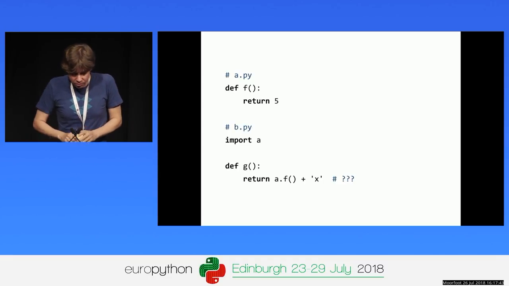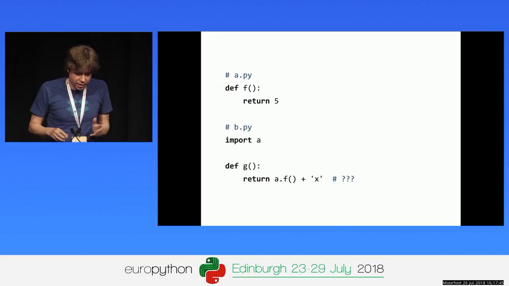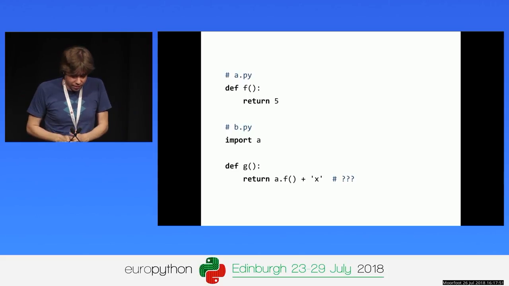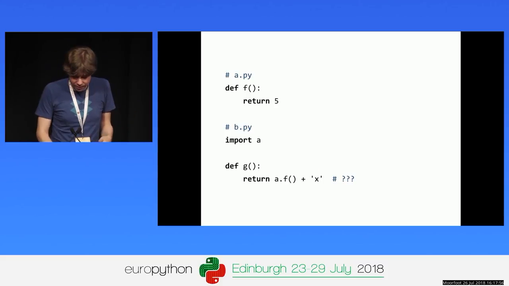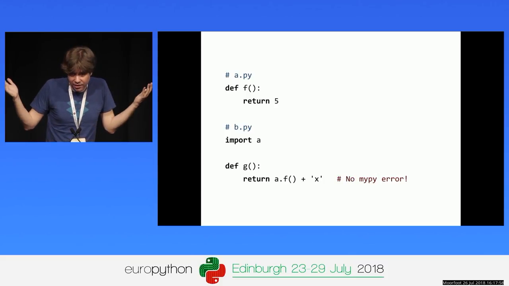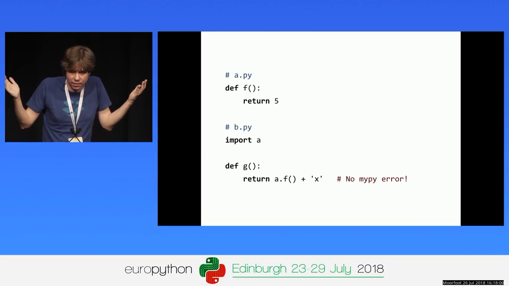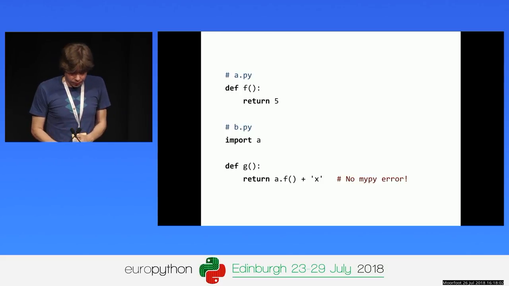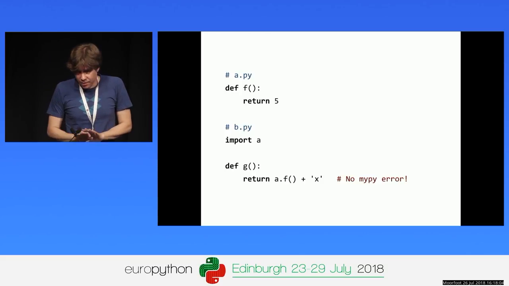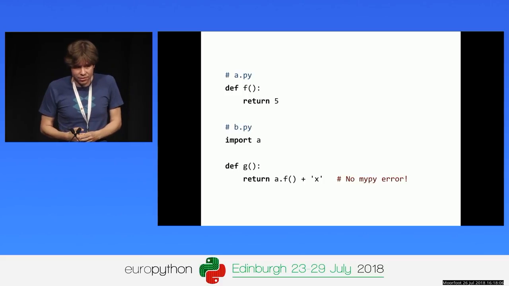So this is another really tiny example. We have two modules, A and B, and B calls function f in A, and obviously it'll blow up because you'll add an int to a string. So what if you run Mypy? Actually, Mypy says, okay, I can't see any problem. Why is this? Well, the thing is, Mypy doesn't type check functions without annotations.